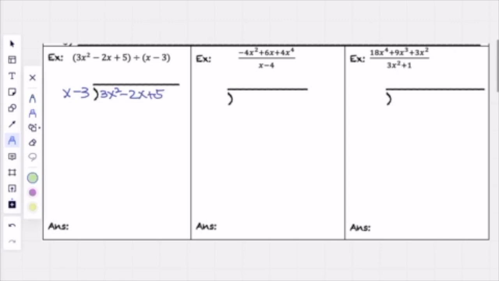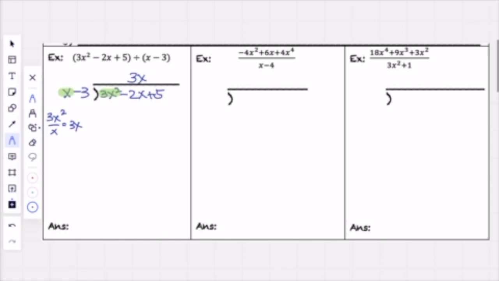When we're using this process, we are going to focus our attention on the first terms. So think about for a second 3x squared divided by x. What does that equal? And you should be able to tell me that that's 3x. So that's going to be the first part of our quotient. We're going to say 3x is the first piece.